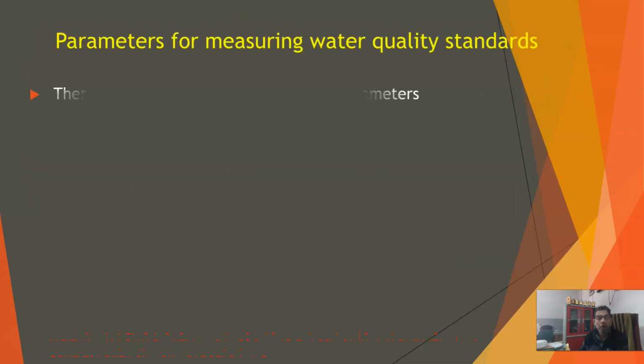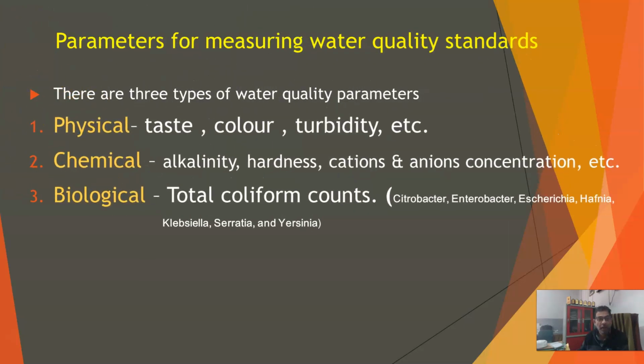What type of parameters are usually taken while we measure water quality standards? There are three types of water quality parameters. One is the physical parameter, where we take taste, color, and turbidity into consideration. Then we have chemical parameters, where we analyze alkalinity, hardness, and the concentration of different cations and anions. Similarly, we also take biological parameters into consideration.